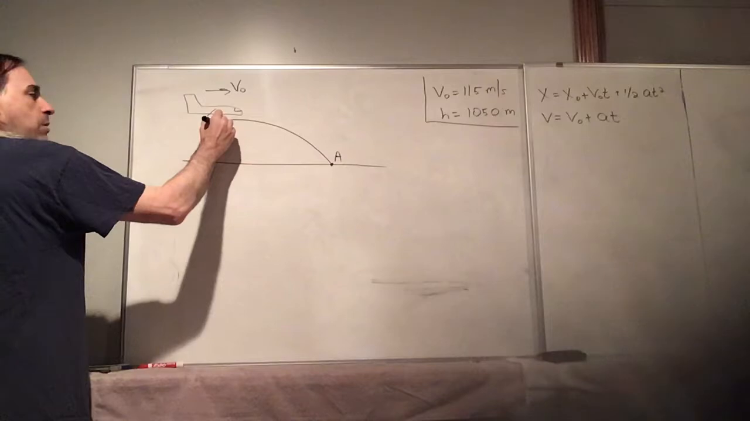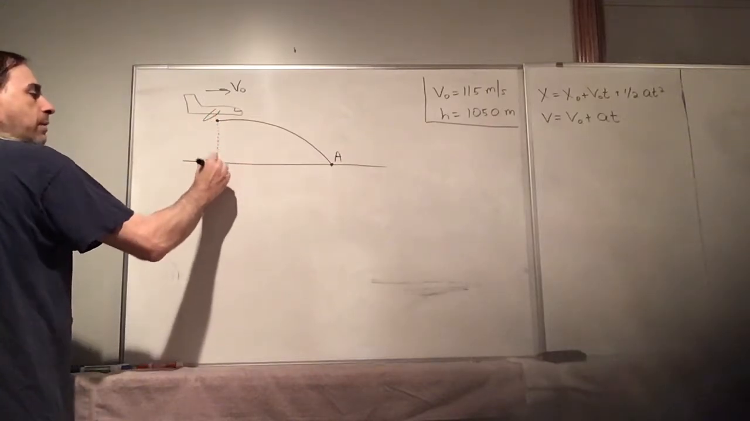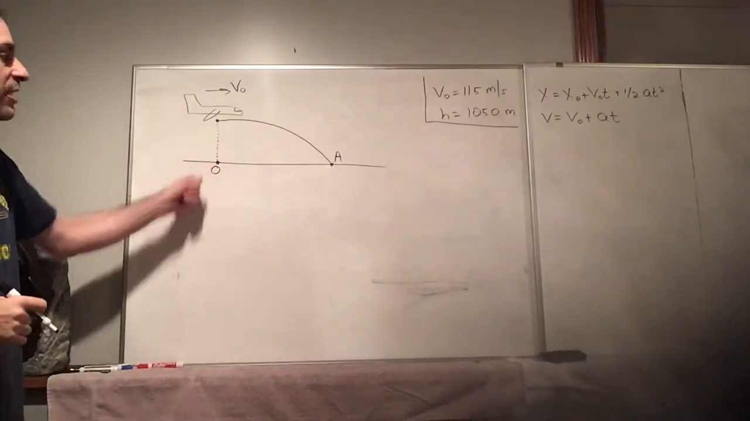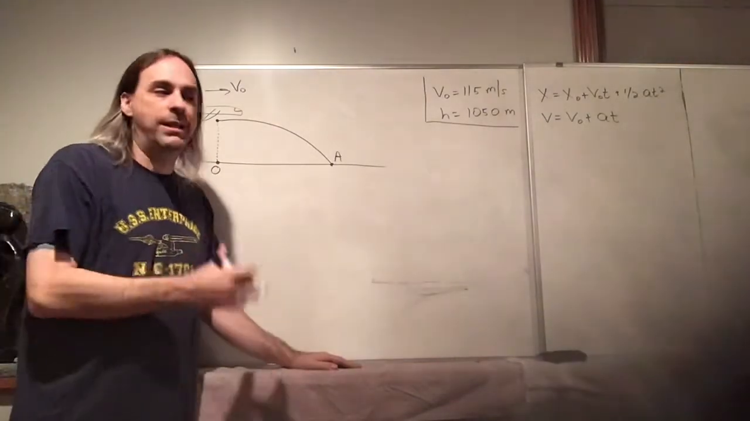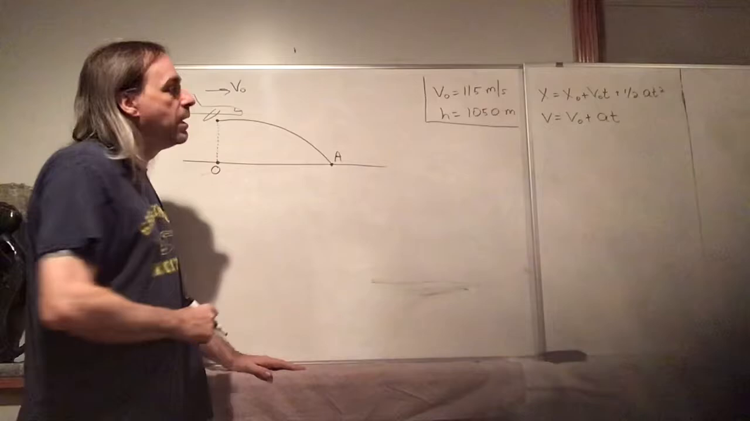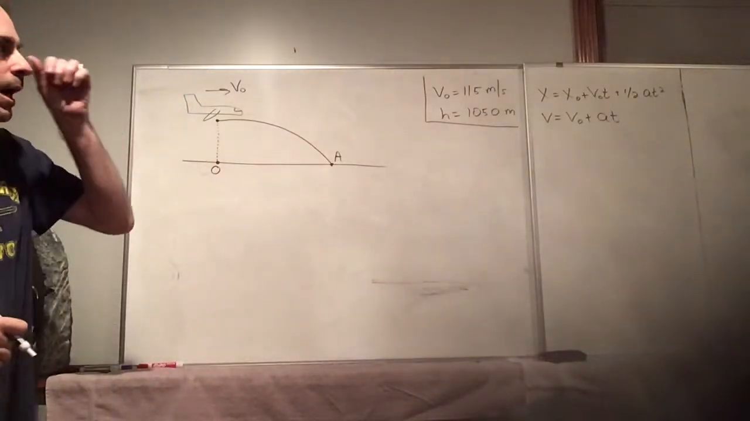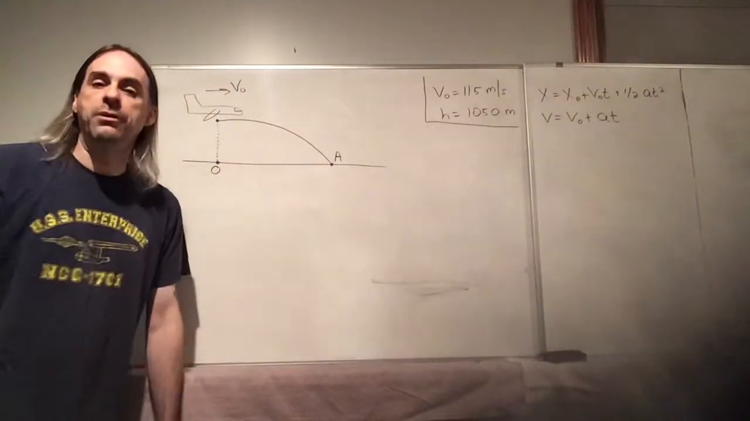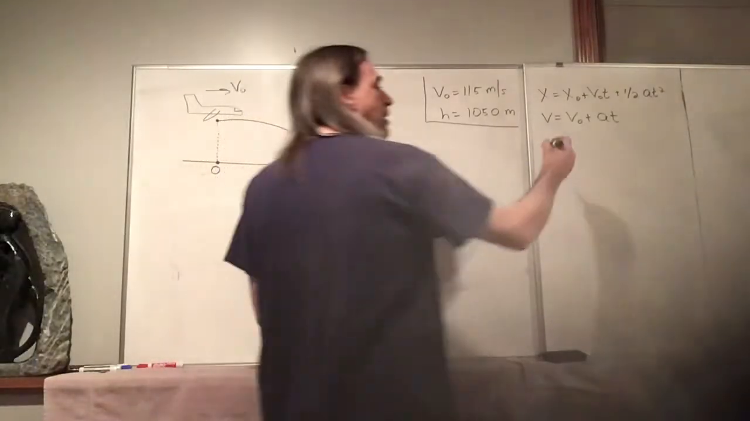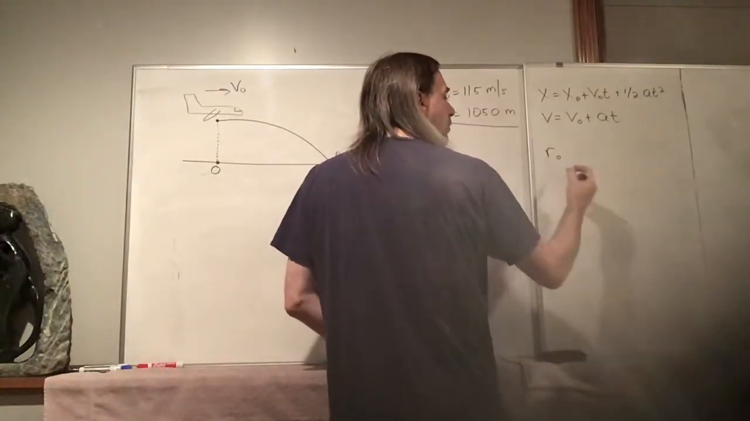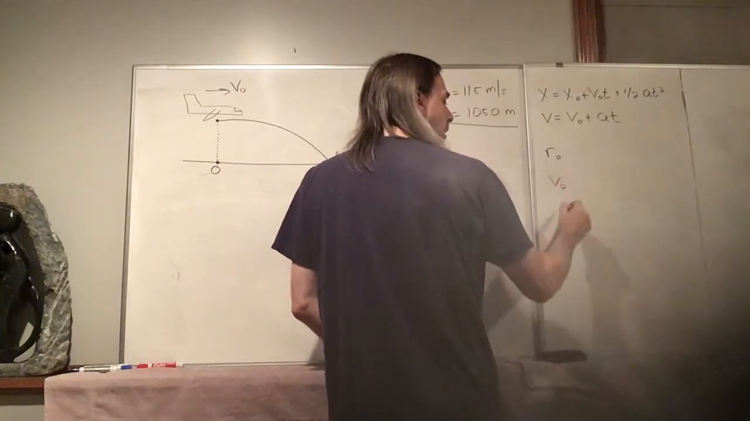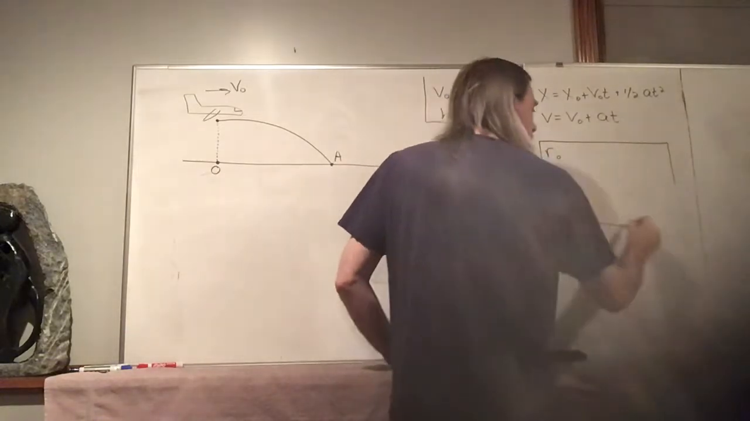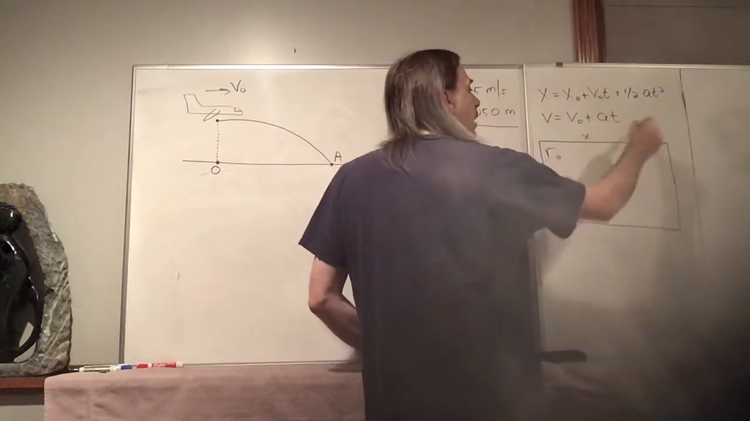And I'm going to label the point directly underneath where the package was dropped. That's going to be O for origin. So we're placing our origin here, and we're using our standard, right and up are positive directions. And I want to make a table. If you look at these equations, we have initial position, initial velocity, and acceleration. So I want to make a table just collecting this information. So we have r naught, v naught, and a, and each has an x and a y direction.